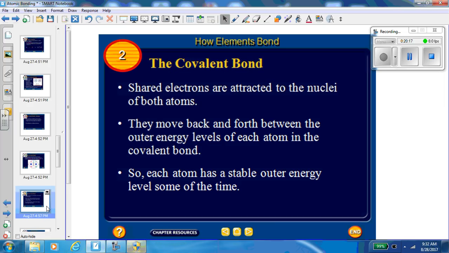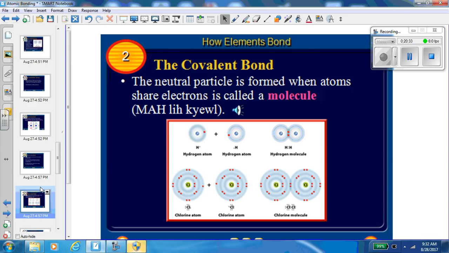Shared electrons are attracted to the nuclei of both atoms. They kind of move back and forth between the outer energy levels of each atom in the covalent bond. So each atom has a stable outer energy level some of the time. The neutral particle that's formed when atoms share is called a molecule.